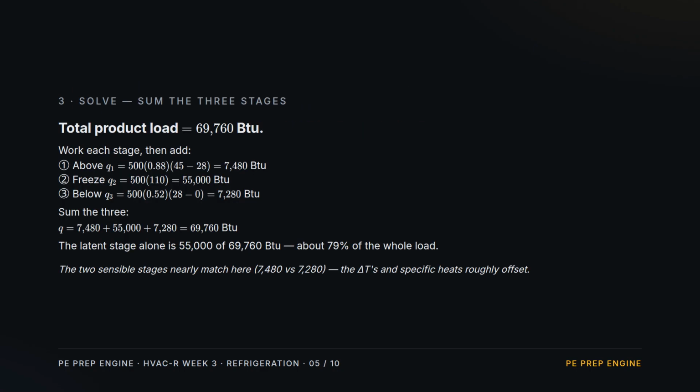Solve. Stage 1, sensible above, 500 times 0.88 times 17 degrees, about 7,500 BTU. Stage 2, latent, 500 times 110, 55,000. Stage 3, sensible below, 500 times 0.52 times 28, about 7,300. Add them, 69,760. The latent stage alone is nearly 4/5 of the total.